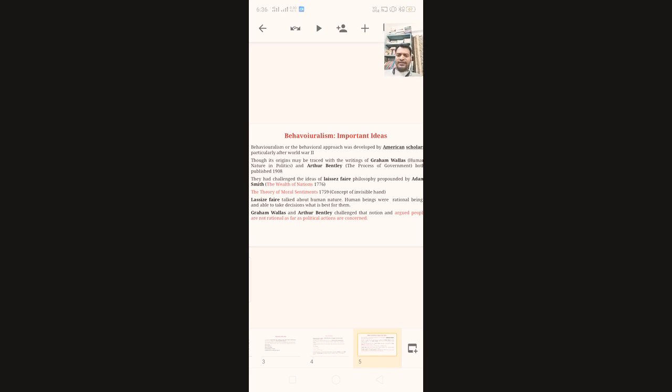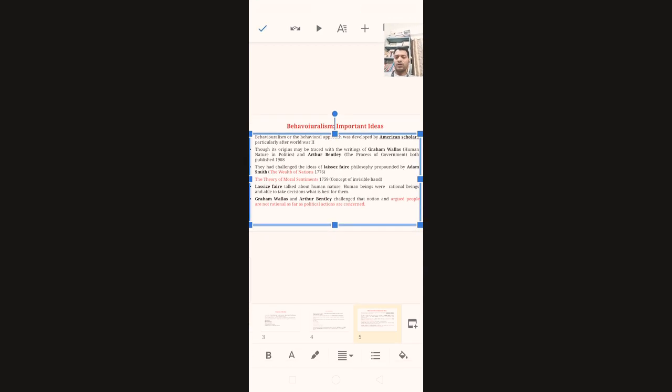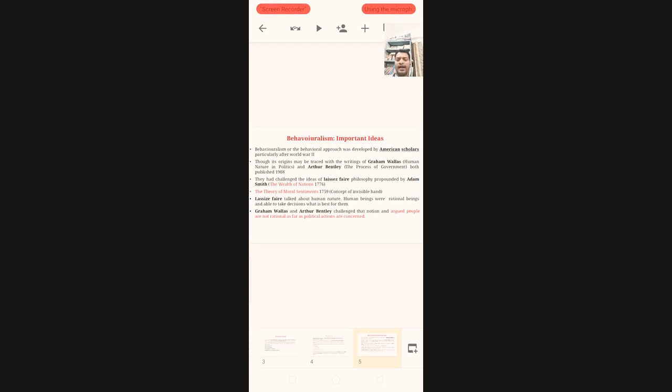These people had challenged the ideas of laissez-faire philosophy, which was propounded by Adam Smith in his famous book, The Wealth of Nations, 1776. Please remember Adam Smith and his book name, The Wealth of Nations, where he talks about the concept of laissez-faire. Laissez-faire talked about human nature, and it believed human beings were rational creatures, and Adam Smith argued that since human beings are rational, they are able to take decisions that are best for them.